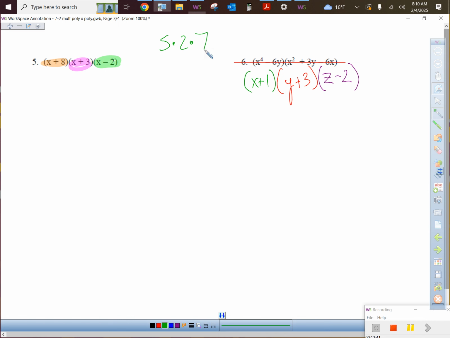Don't you need to take 5 times 2 first? What's 5 times 2? 10. And then you take that result times 7, and you get 70. Right? You see, it is impossible to multiply 3 things together at once. Right? You just got to do 2 of them. So how about orange guy times pink guy? Can we take orange guy times pink guy? Right? Let's do that. We're just going to pick on 2 of them.